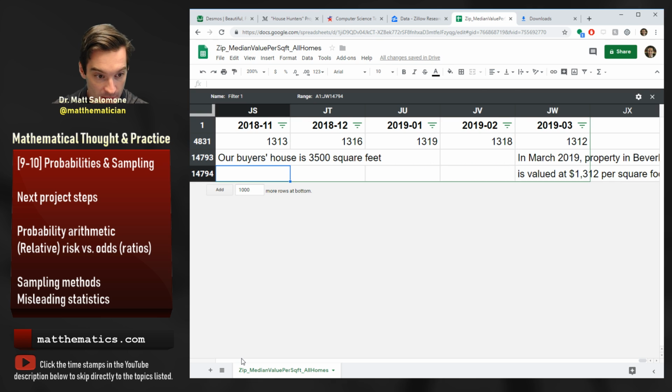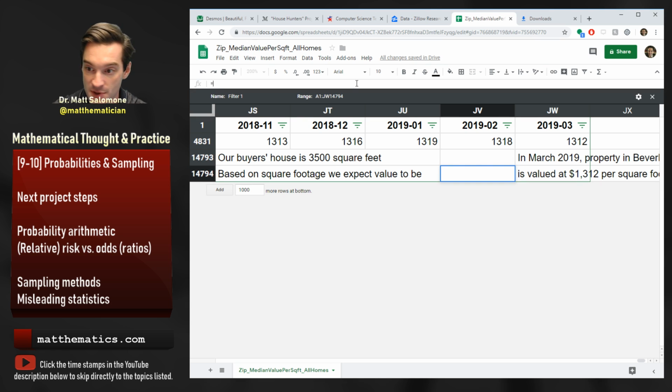Well, that's just going to be a proportionality calculation, right? If the value is $1,312 per square foot, based on the square footage, we expect the value of this house to be. And to find this number, I just have to multiply the number of square feet, which is 3,500, by the price value per square foot, 1312, according to this Zillow database. And when I compute that, I'm going to format it as currency.